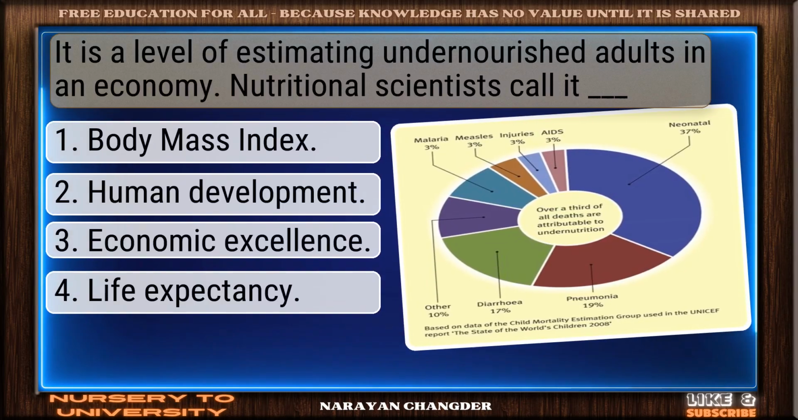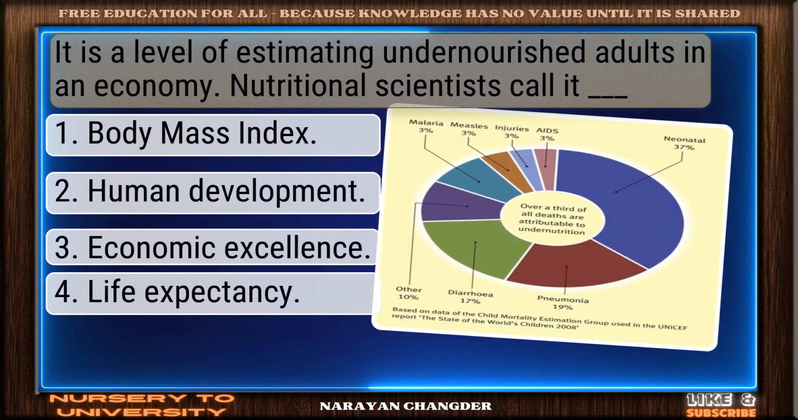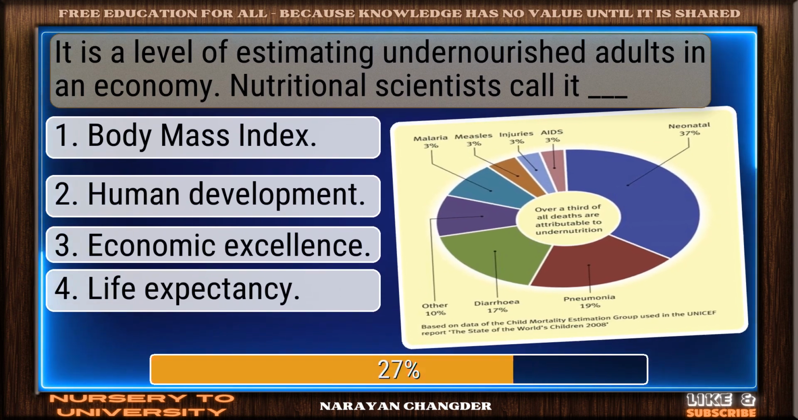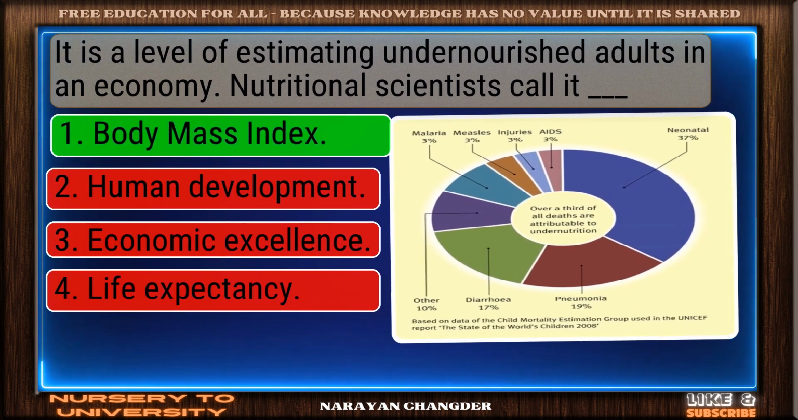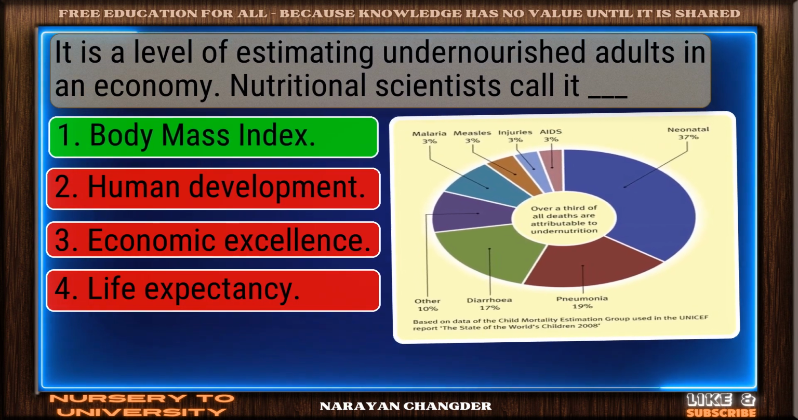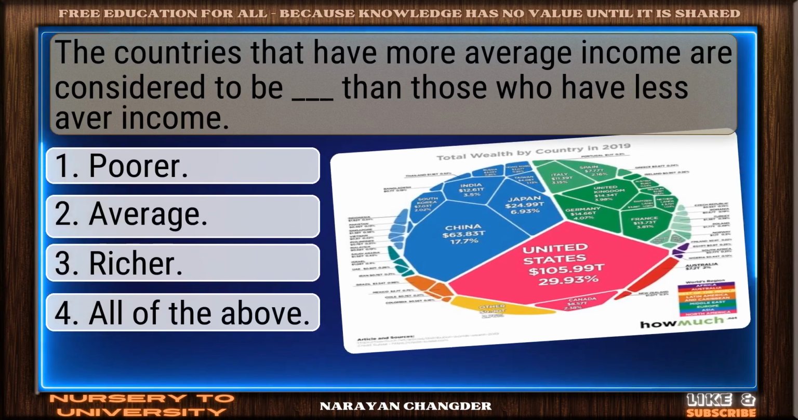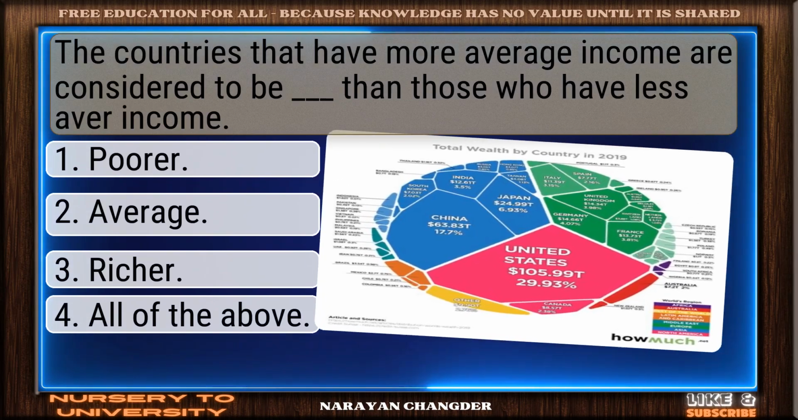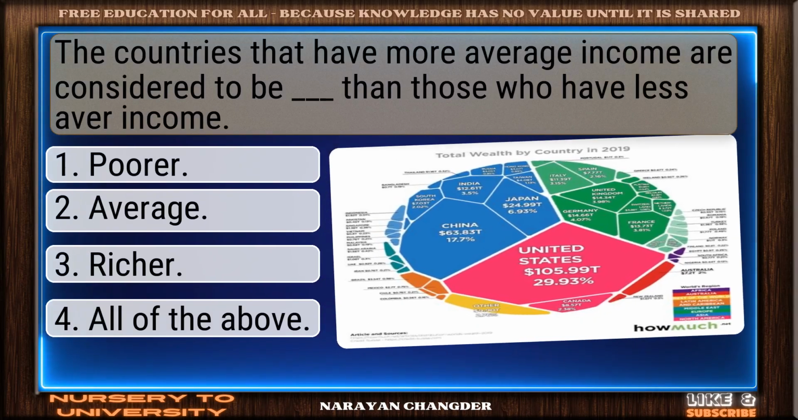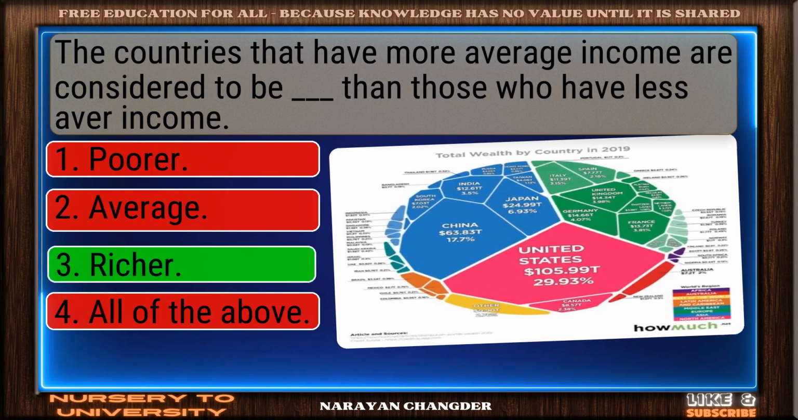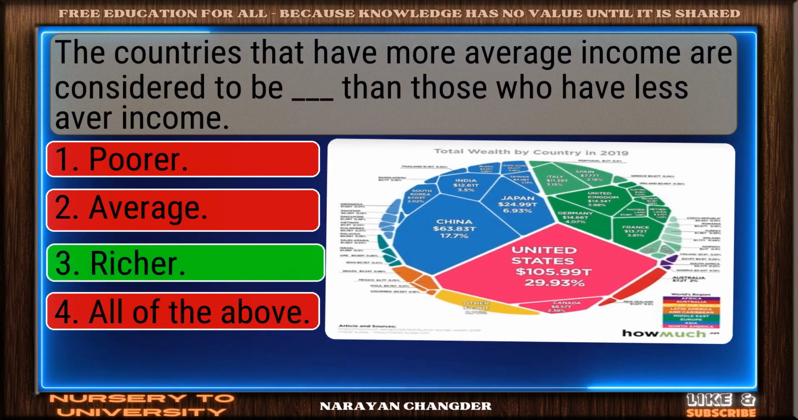It is a level of estimating undernourished adults in an economy. Nutritional scientists call it dash. Smart move. Body mass index is the accurate answer. The countries that have more average income are considered to be dash than those who have less average income. You're right. Richer is correct.